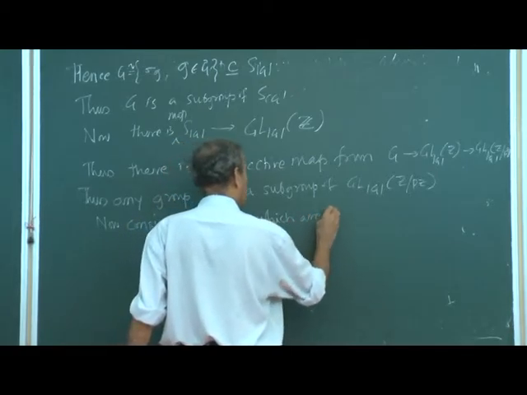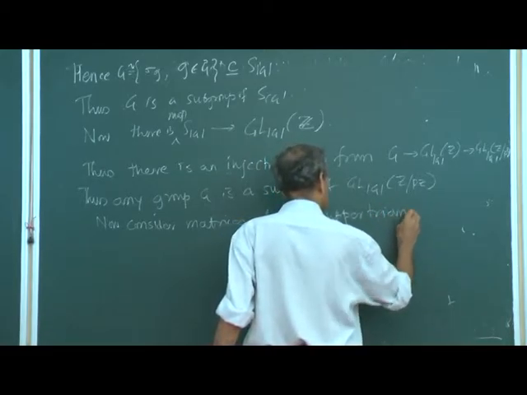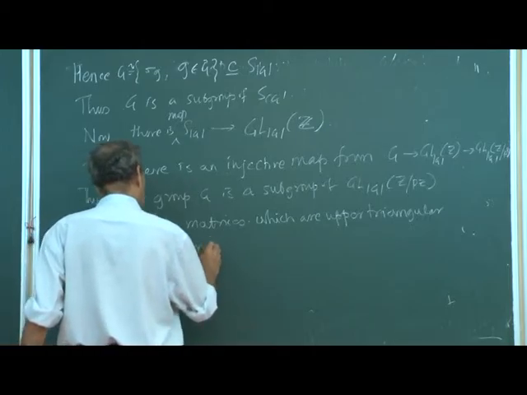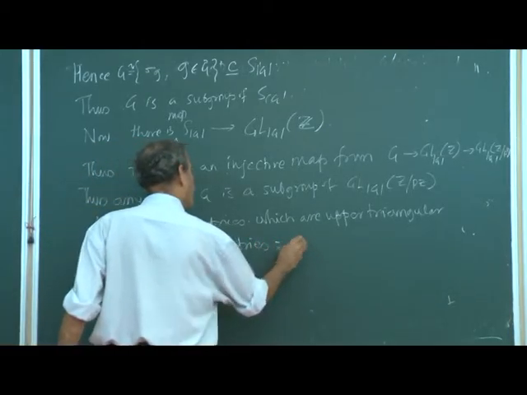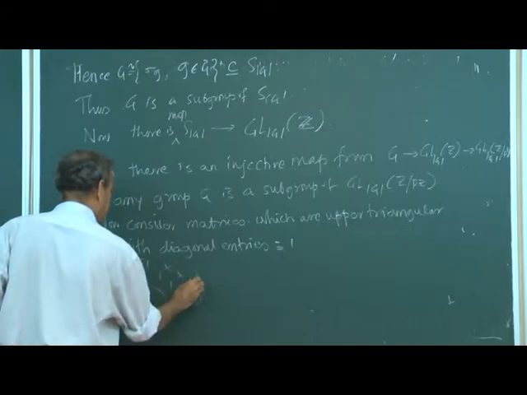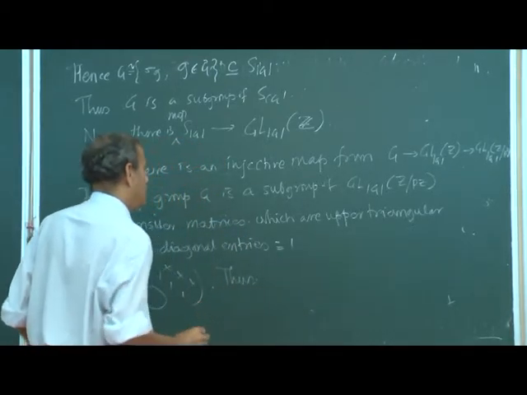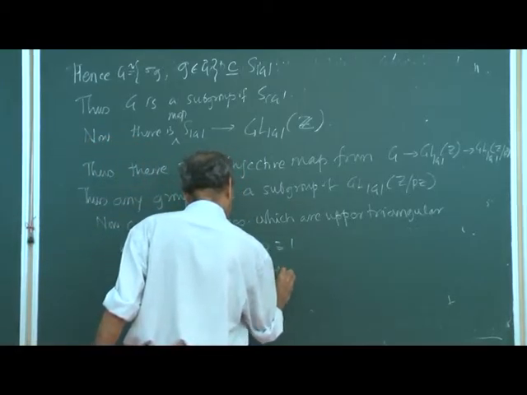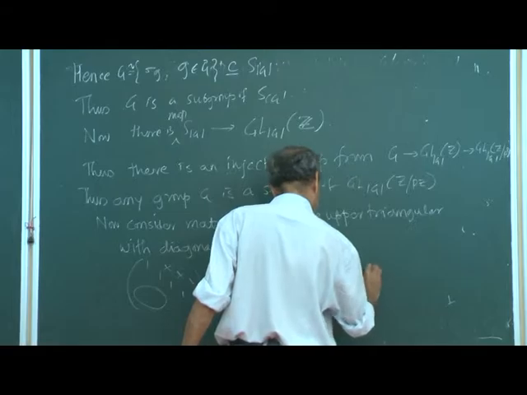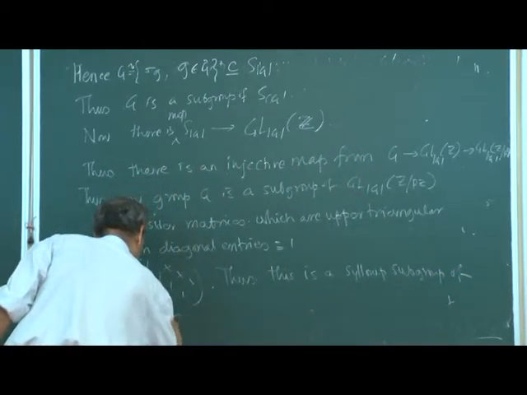Now consider matrices which are upper triangular with diagonal entries equal to 1, all the diagonal entries to be 1. So, they are like this, 1, 1, 1, it is 0 here, and then these are arbitrary elements. Then this is a subgroup. This is a pseudo subgroup.